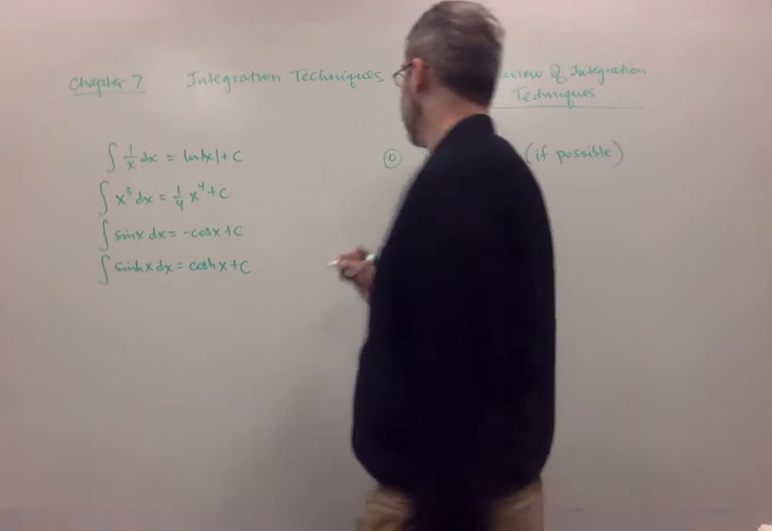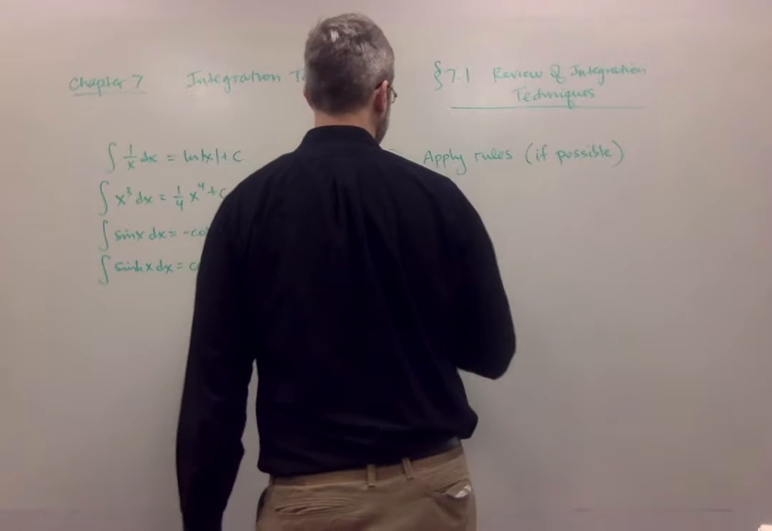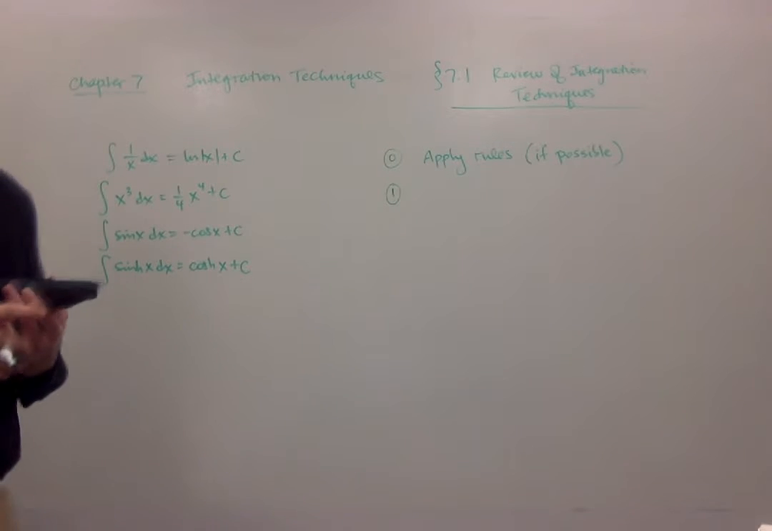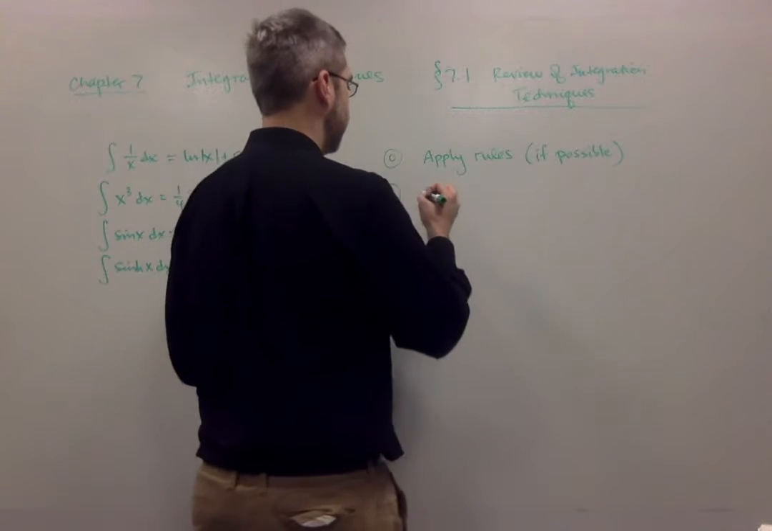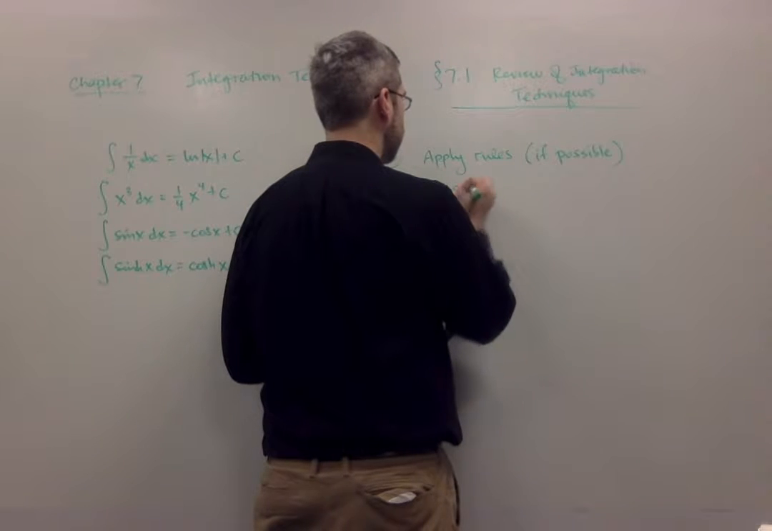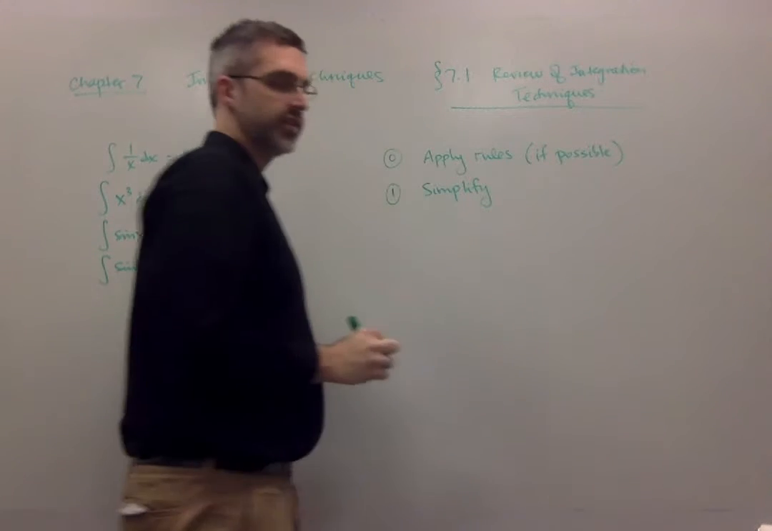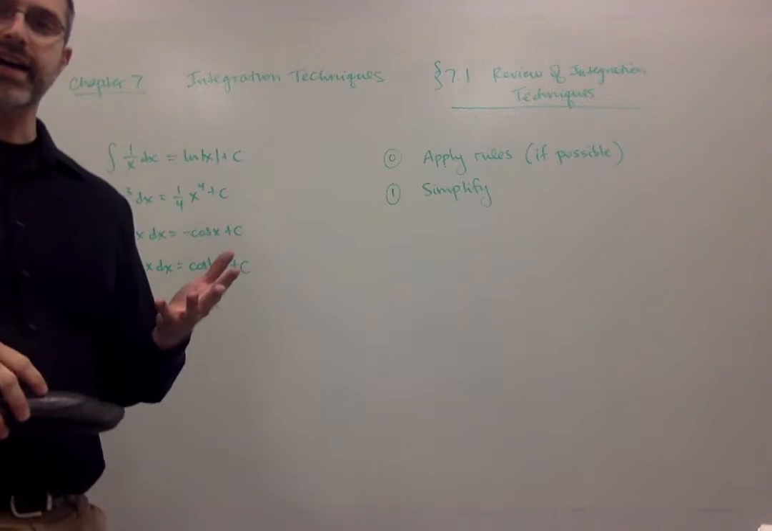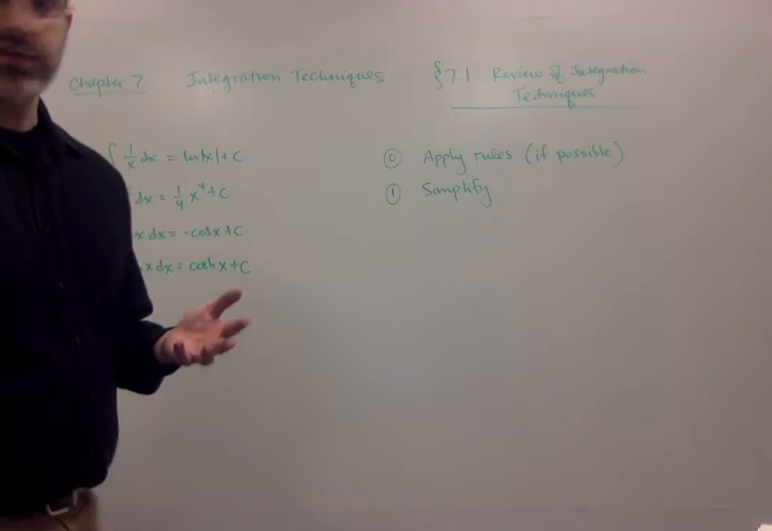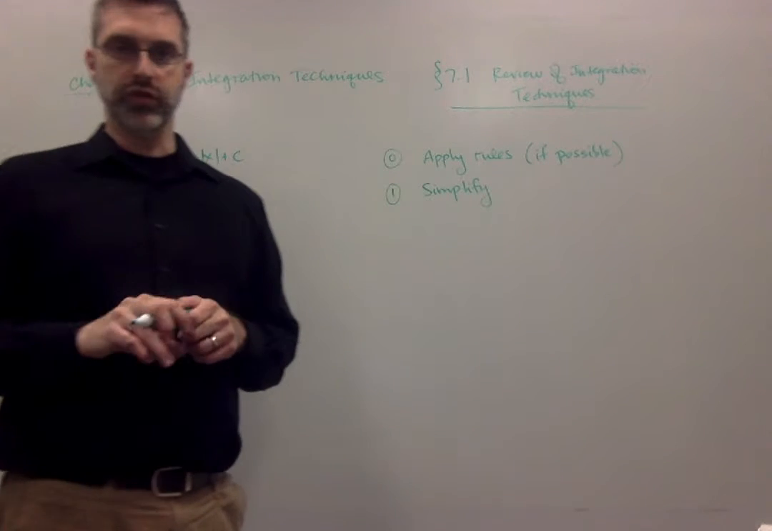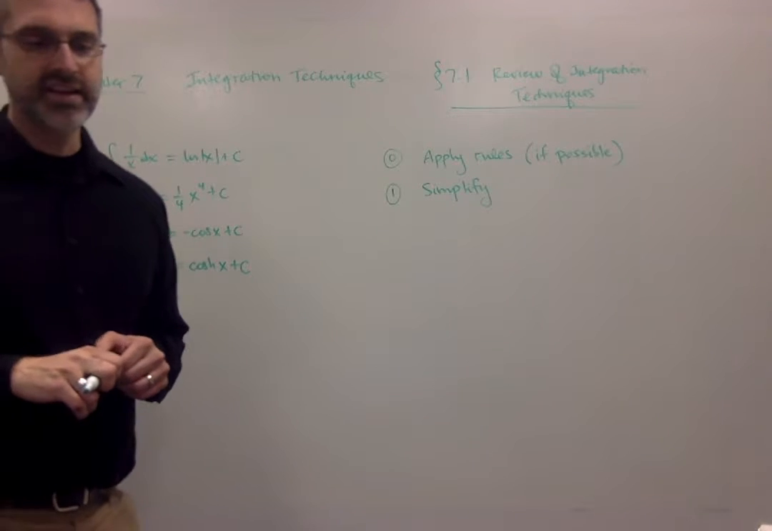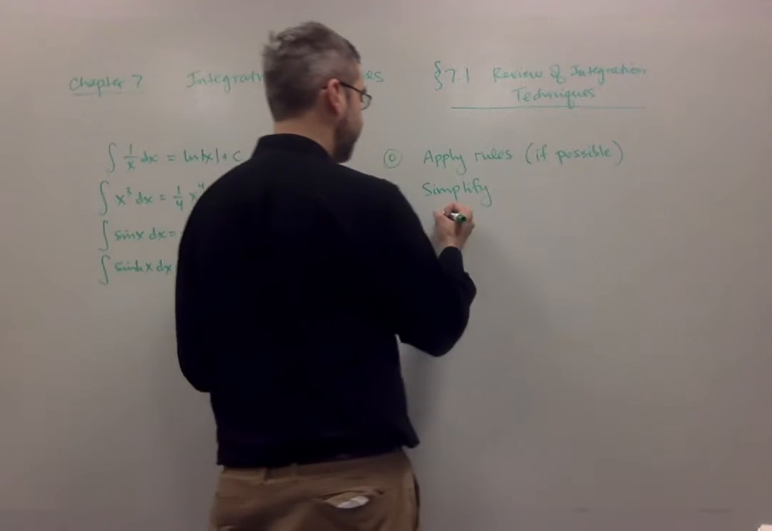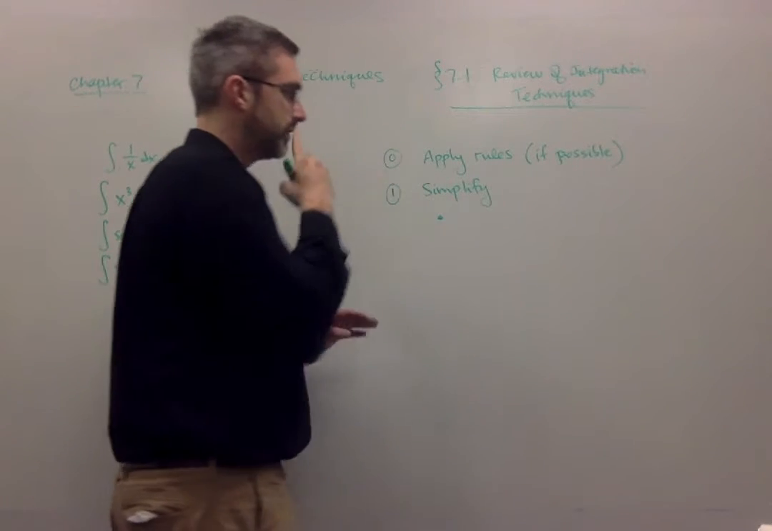If it's not immediately one of those rules, this is where we have to start doing something. And the first technique, which is easy for me to say but not necessarily to do, is what I'm going to call simplify. Simplify the integral so that it's in a form where you can apply rules. Now we've seen 4 or 5 things that probably fit under this category. So let me give you a few examples here.